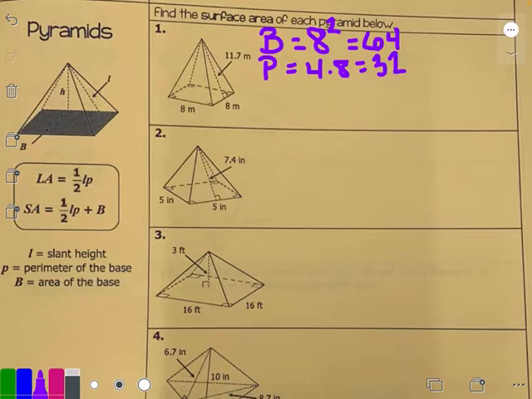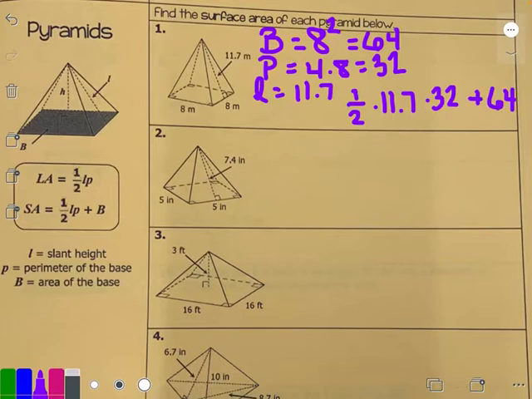My slant height is 11.7. So I am ready to plug into the formula. So it is 1/2 times 11.7 times the perimeter, which is 32, plus my base area, which is 64. 11.7 times 32, all divided by 2, is 187.2. I still have plus 64. When I add those two numbers together, I should get 251.2 meters squared.